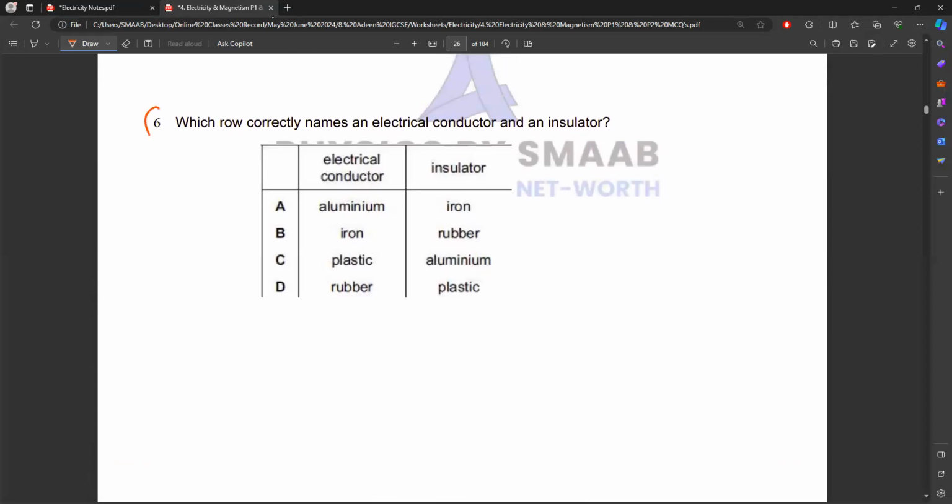Question number 6. Which row shows the conductor and insulator? B. Electrical conductor is iron and insulator is rubber, right? This is not a conductor, this is not a conductor, and this is not an insulator. This is also not an insulator.